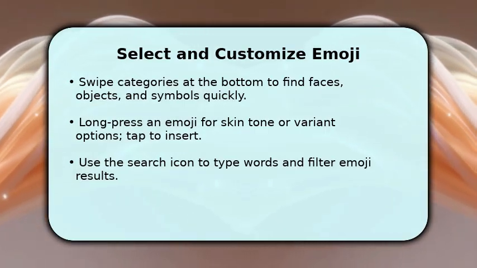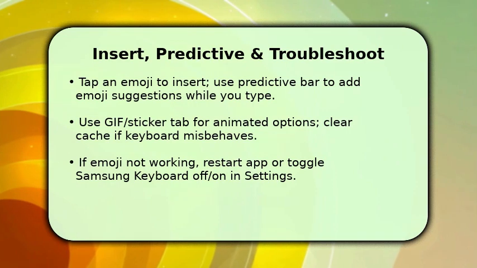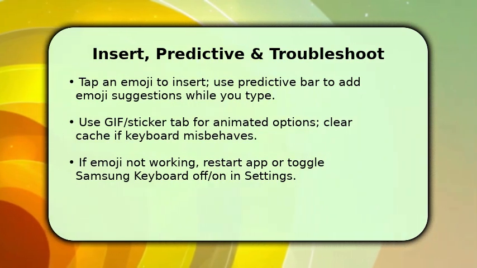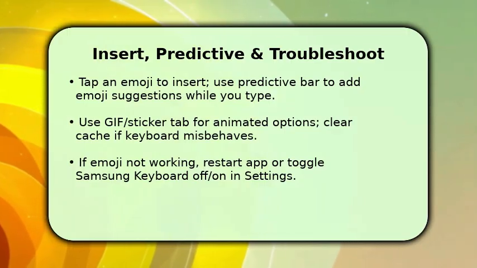Tap any emoji to insert it into your message. You can also enable the predictive bar so Samsung suggests emojis as you type words. If you prefer animations, switch to the GIF or sticker tab for more expression.